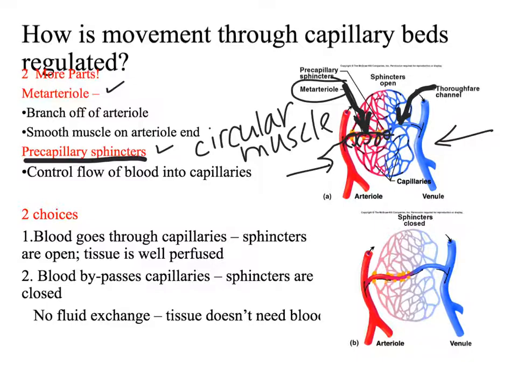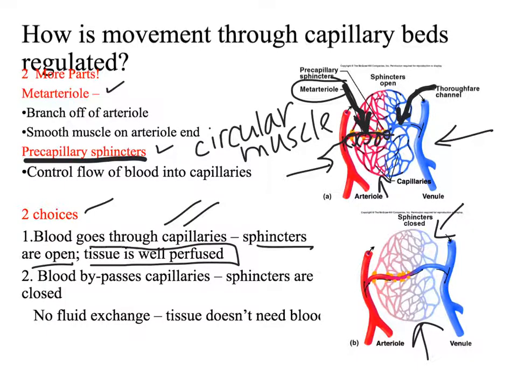If the sphincters are open, the blood will go into the capillaries. If the sphincters are closed, the blood doesn't flow through the capillaries. So that's how we're going to regulate it. So that's what I have written down here. If the sphincters are open, the blood goes through the capillaries, and the tissue gets blood. So the tissue is perfused, so it's oxygenated, and the waste is taken away. If the sphincters are closed, the blood bypasses the capillaries, and then there's no exchange.